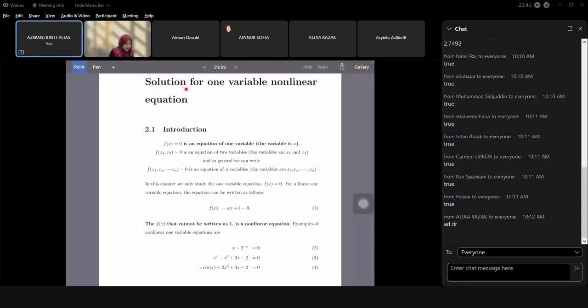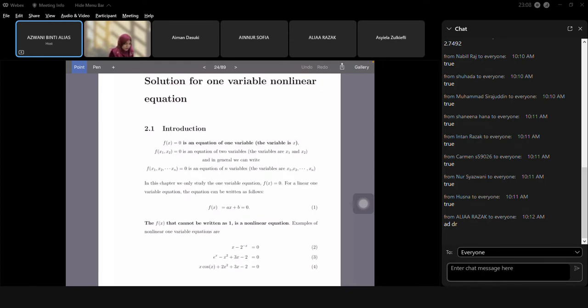Okay, so solution. Now we have entered how to obtain the solution. For this, we only consider one variable. We have learned about more than one variable, which we call a multi-variable function. But in this subject, we only consider one independent variable, non-linear equation. The most difficult is the non-linear equation. It is not only the linear equation.